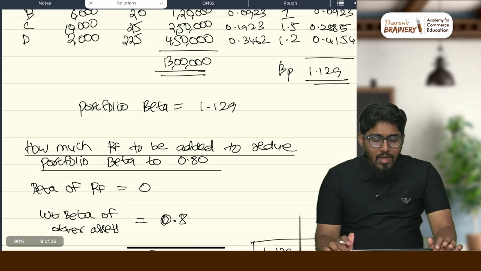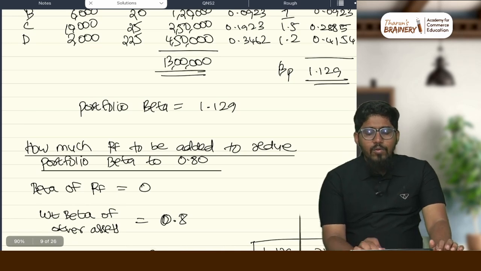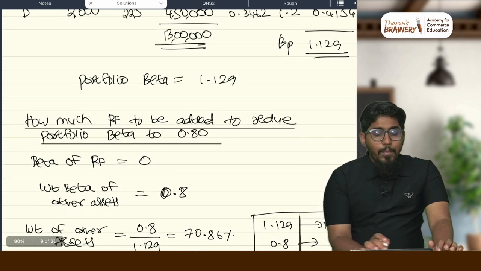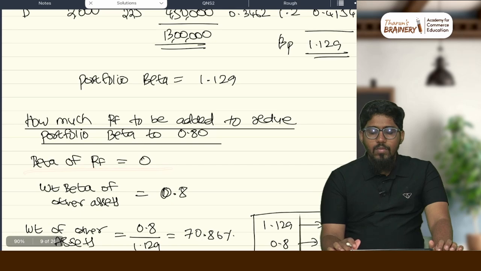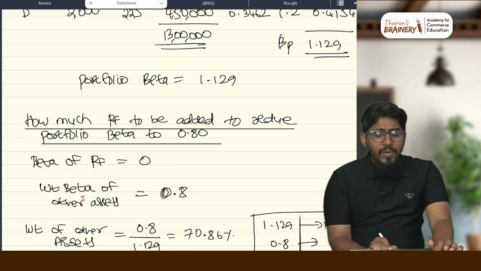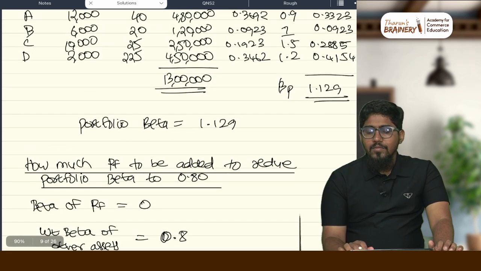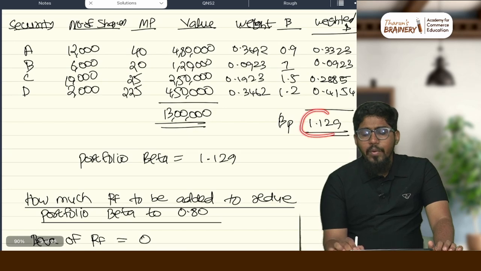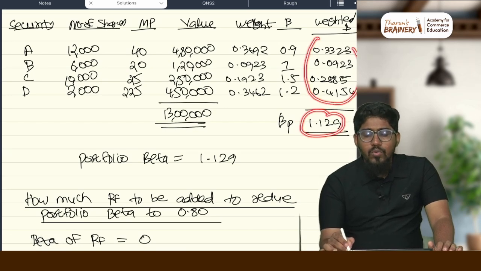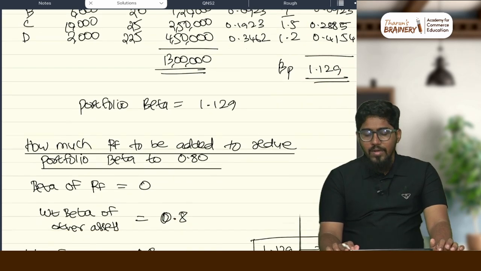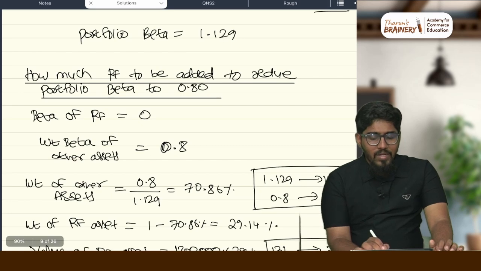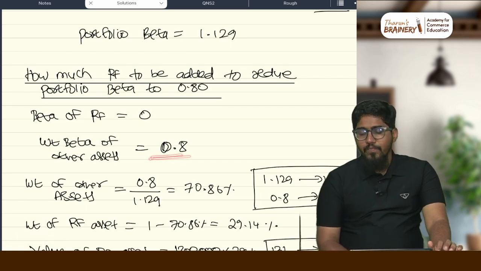Clarity. So which means what? How much risk free to be added to reduce the portfolio beta to 0? Beta of risk free is 0. What is the weighted beta of other asset? 0.8. Because currently it is 1.129, but you want to bring this total to 0.8. Correct? So weighted beta of other assets is 0.8.